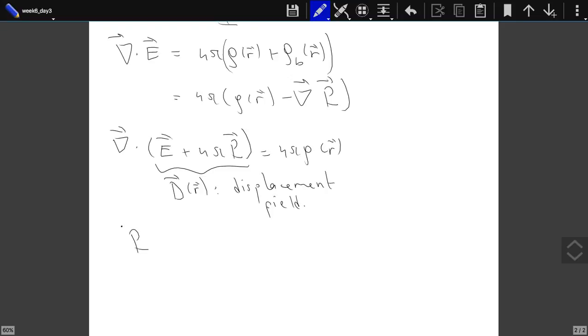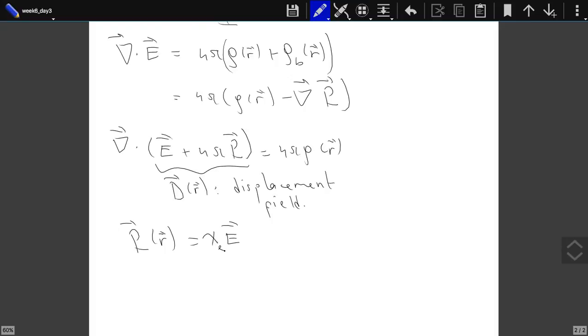Now, P in general in a material will be a function of the electric field. Of course, there are exceptions. It will always be a function of the electric field. There are exceptions. And for most materials, for not so large electric field, it will be linear in the electric field.